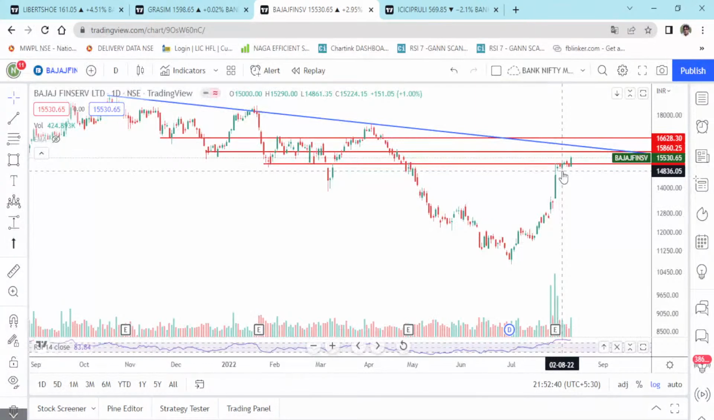If you can take this low as your stop loss, 14,861, then it is appreciable. 800 points itself is like 6%, 5% for this stock, right? So 4.6 to 4.5, close to 5% loss. If you can go with this, then it is fine. Else, you can avoid the stock for a fresh entry.